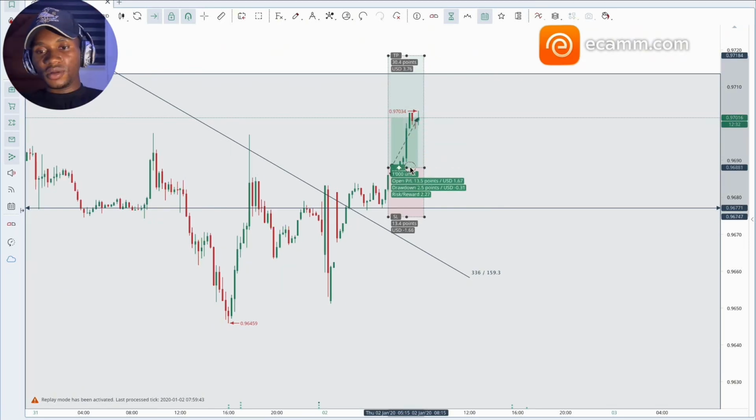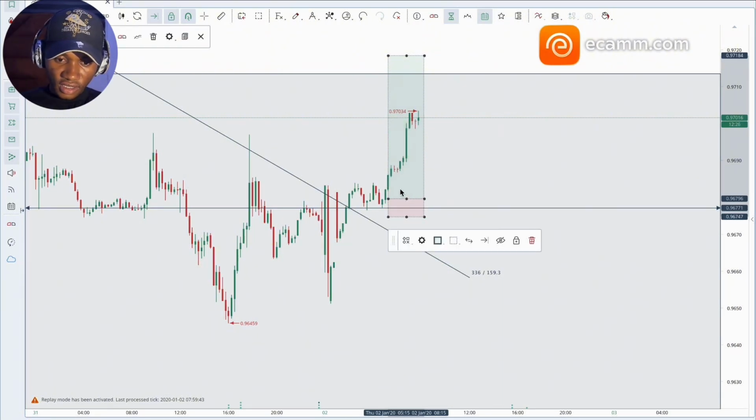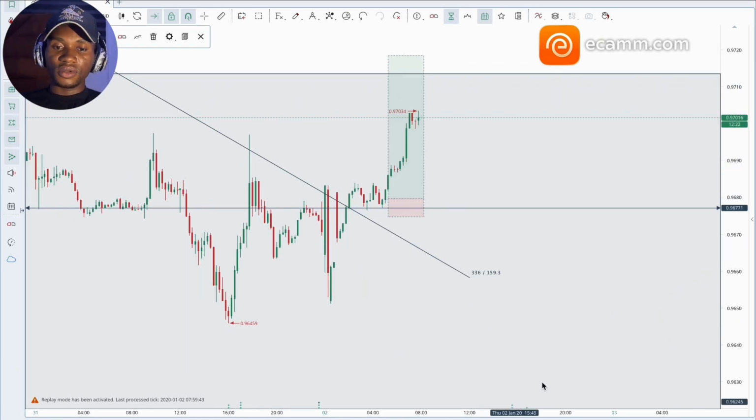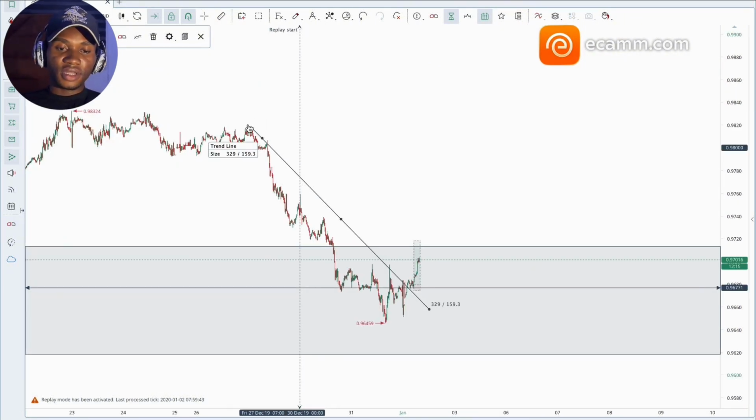So basically we target the... so this is where you want to enter the market. After this candle closes, this is where you enter the market and we'll target the next high. Let's target this high.